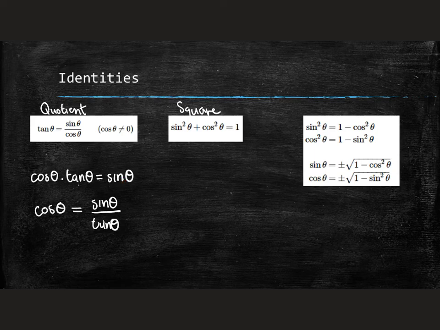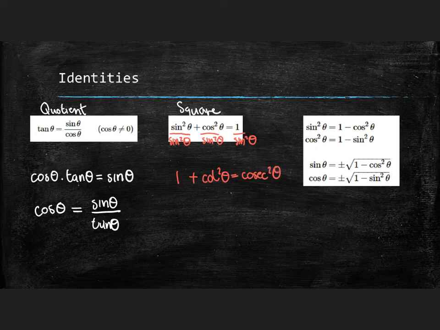For the square identities, we could do something similar. If I took the original square identity and divided through by sine squared on everything, I could get another set of relationships. Sine squared divided by sine squared would just give us 1. Cos squared divided by sine squared gives us cot squared. And 1 divided by sine squared is cosec squared. That would be one form of this.